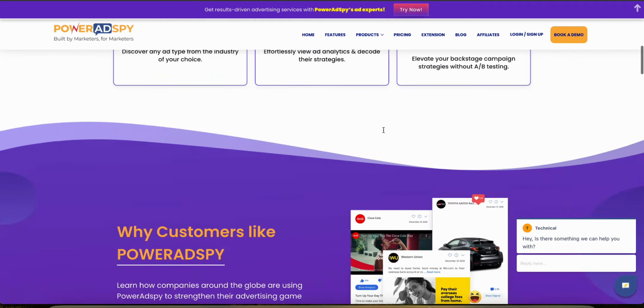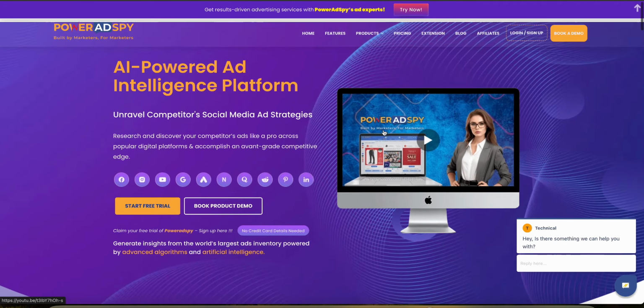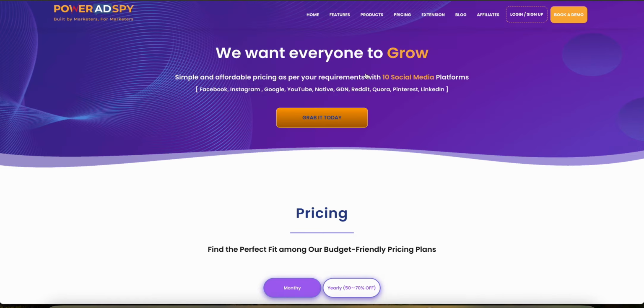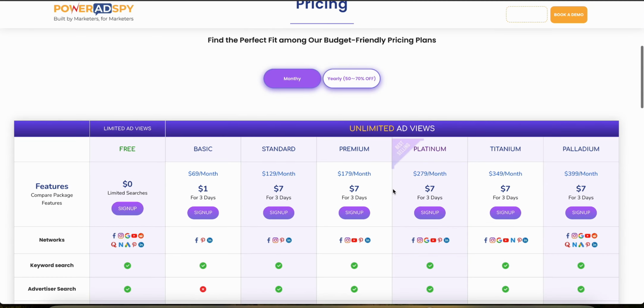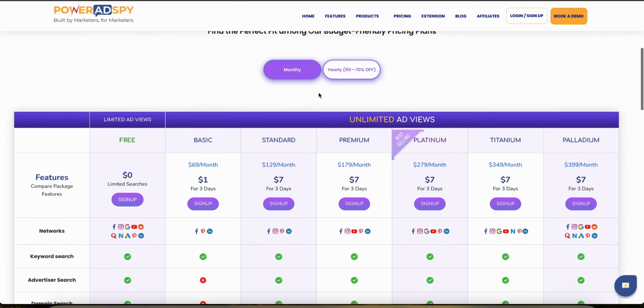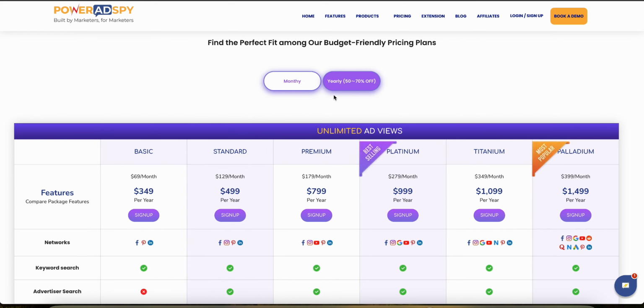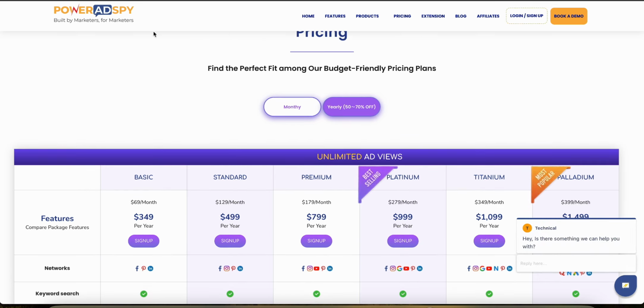Now let's look at something that I'm sure you're all interested in, which is their pricing. So if we look at pricing right here, we can see that they have a monthly subscription plan. And if you decide to pay annually, then you'll save between 50 to 70%. So you can definitely save a lot of money. If you're serious about trying PowerAdSpy, I would recommend going yearly.